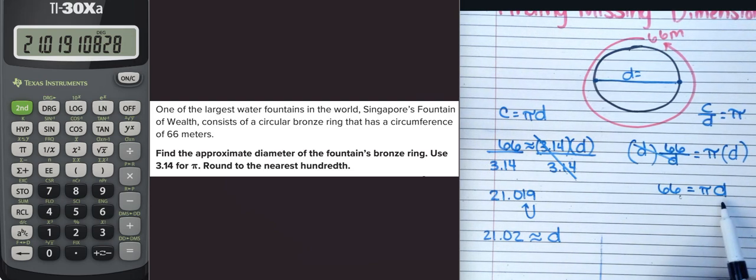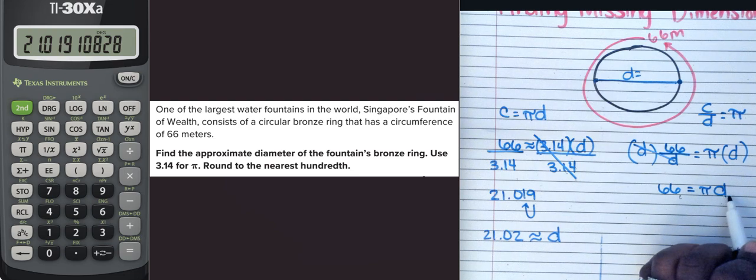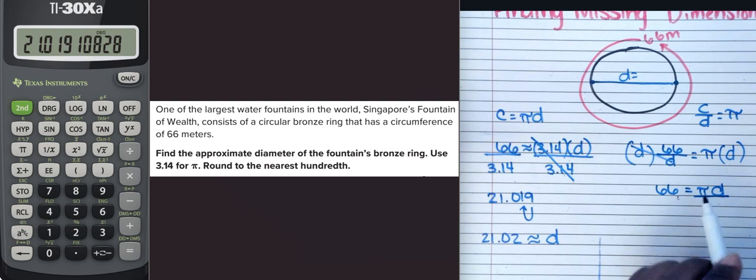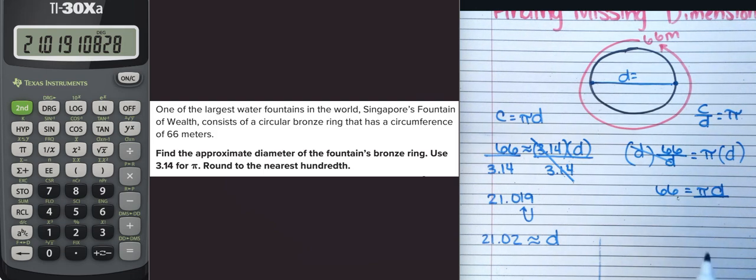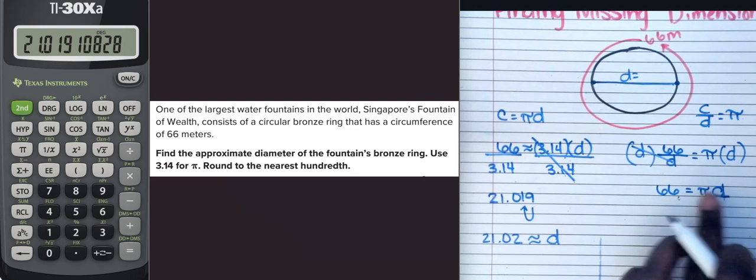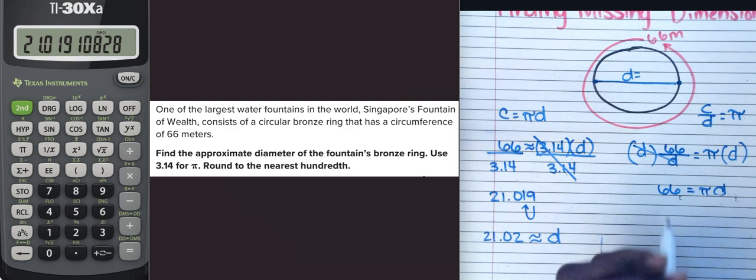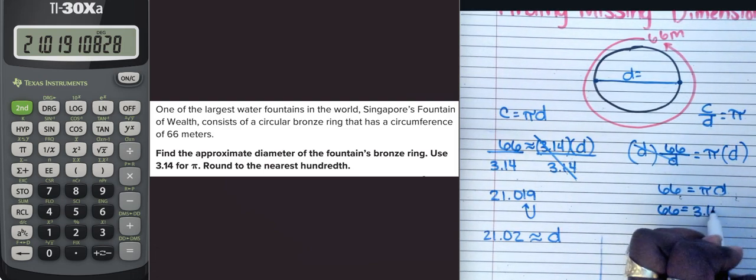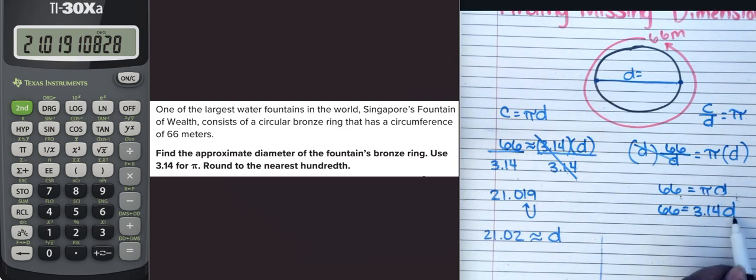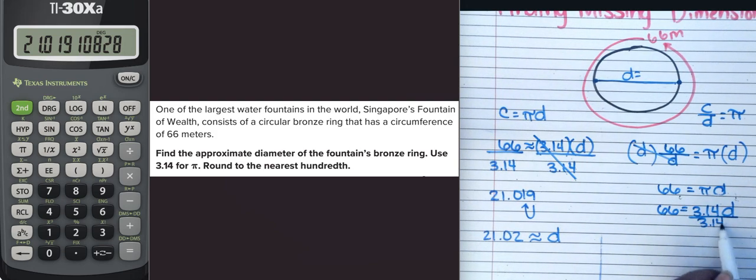Okay. Notice that we have not solved for it yet because D is still on one side with another value, which is going to be the value of pi. So to get rid of that, we'll need to divide both sides by 3.14, which is what we're using. Okay. So actually, let me fix that first. So we'll say 66 is equal to pi, which is valued at 3.14, times D. We're going to divide both sides by 3.14.